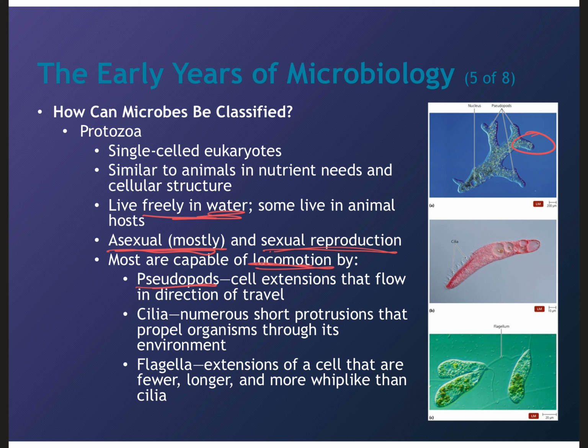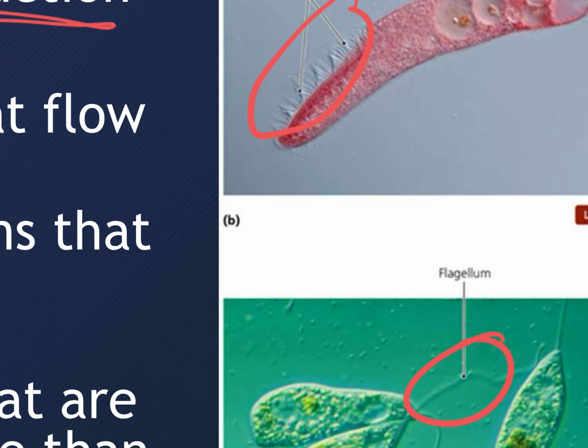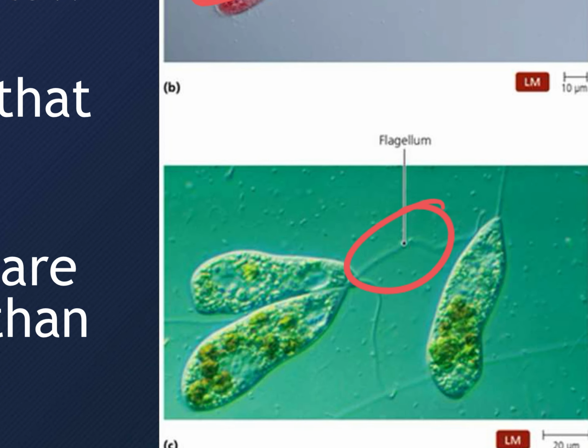Cilia. So you guys have heard of cilia before if you've had A&P 1. And so this is going to be another appendage on the outside, and they go like this. You know, they're just little hairs kind of that push them along. And then flagella, these are extensions of a cell that are fewer, longer, and more whip-like than the cilia. So you can see the flagella here, and then you can actually see the cilia on here pretty well. At least I can on mine, right? And so then you see the flagellum as well.